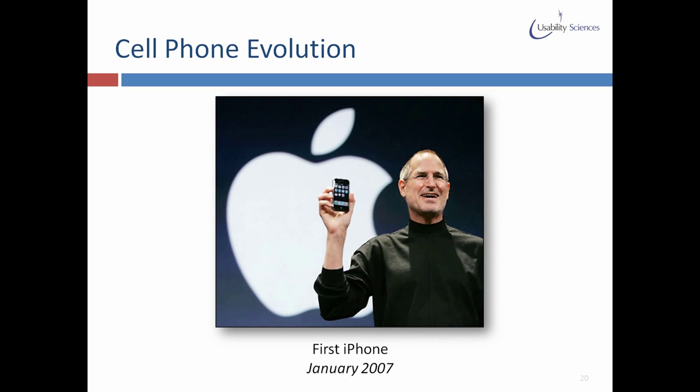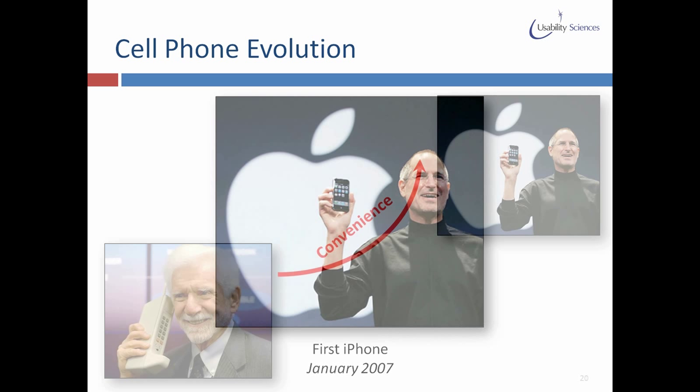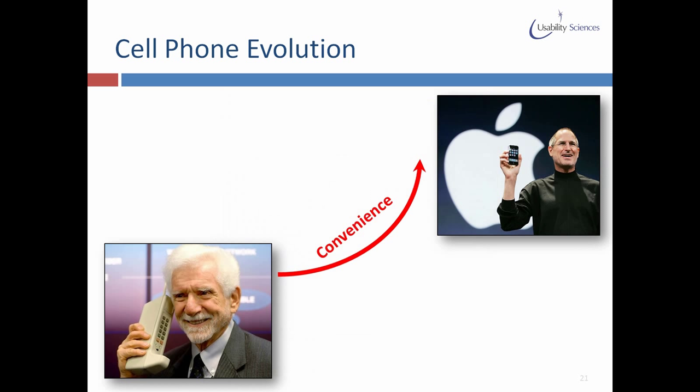Then, of course, as we know, 2007, here's Steve Jobs introducing the first iPhone to the world, which changed phones altogether. The smartphone, the emergence of the smartphone. So what this example demonstrates is that we see an exponential increase in convenience afforded to users.